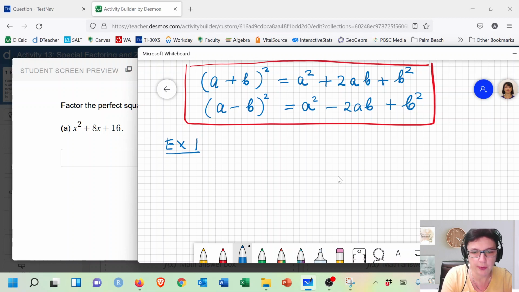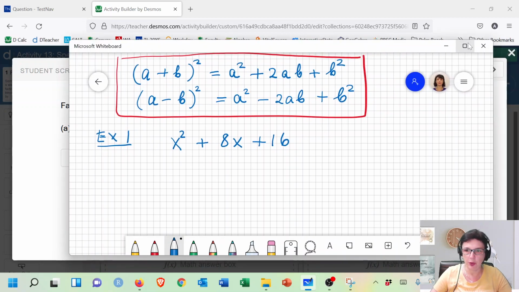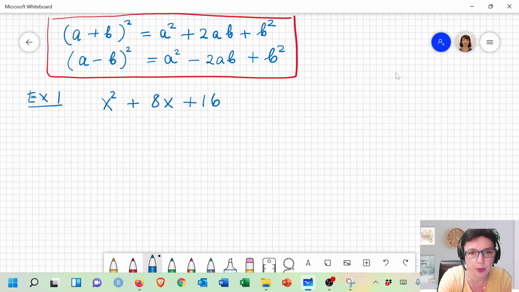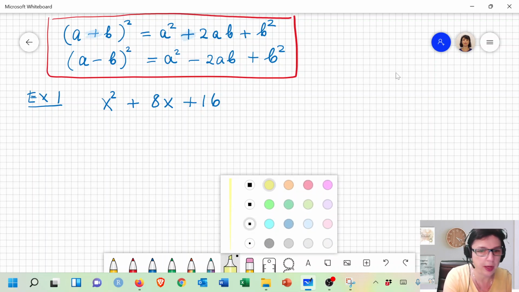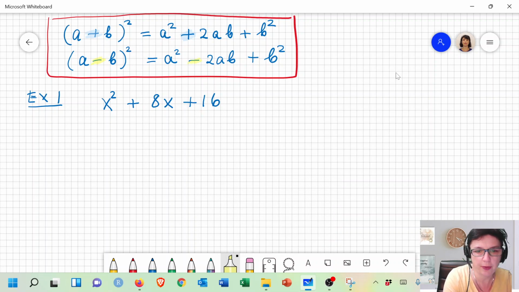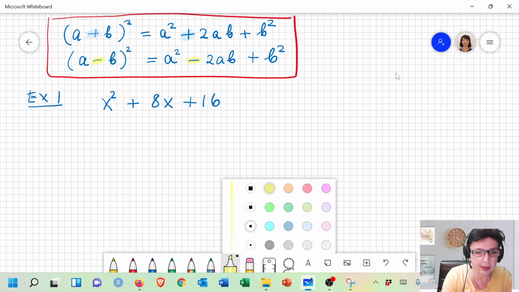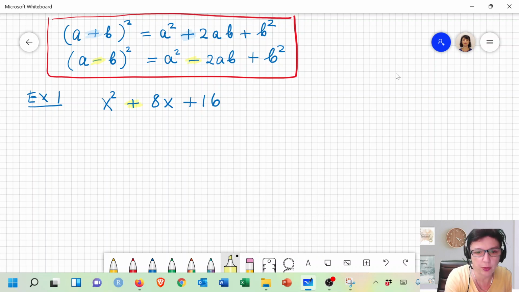Okay, so here we have x squared plus 8x plus 16. So what has to happen? First of all, we need to decide if we're using the first formula or the second. The difference is that if you have a plus over here, you're also going to have a plus over here. But if you have a minus in between, then you will have a minus over here. But that's really the only difference. So when I'm looking at the sign of the x term, that one's a positive. So I know I'm going to be using the first formula.